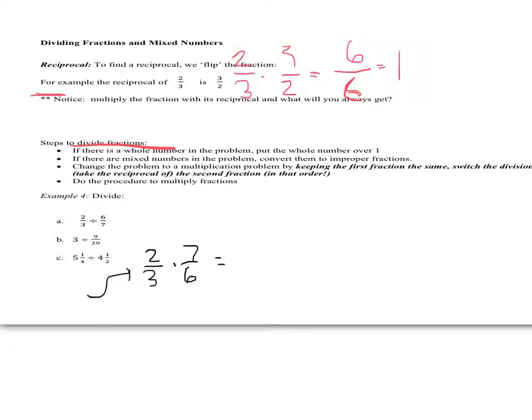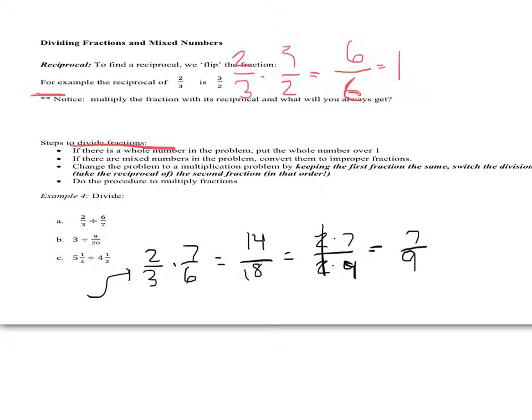Finally, we do the procedure for multiplying fractions. 2 times 7 is 14 in the numerators. Multiply the numerators to get the new numerator. And 6 times 3 is 18. Multiply the denominators to get the new denominator. And then we'll look to see if we can simplify this fraction, and in this case we can, because 14 has a factor of 2 in it, and 18 has a factor of 2 in it. 2 times 7 is 14, 2 times 9 is 18, and if we cancel out that common factor of 2, our final answer becomes 7/9.